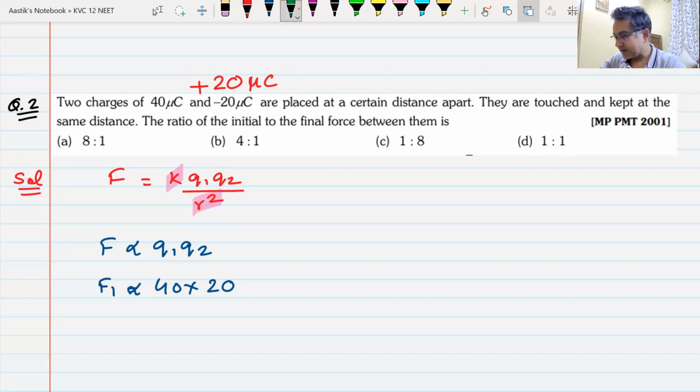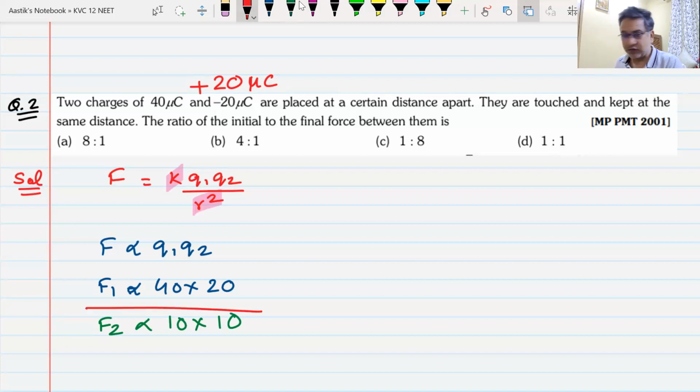Yes, sir. So in the second case, the charge on them will become 10 into 10 each. So the force will be proportional to 10 into 10. How do you find out the ratio? It is now very simple. 80 into 10 divided by 10 into 10. And the ratio turns out as 8:1.